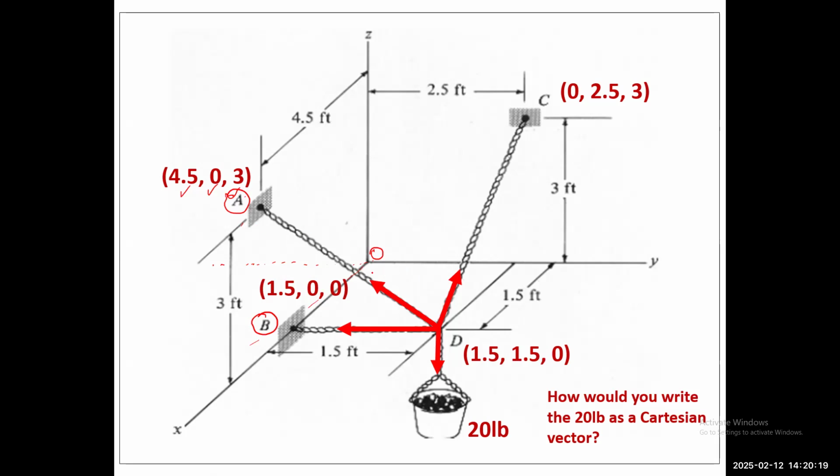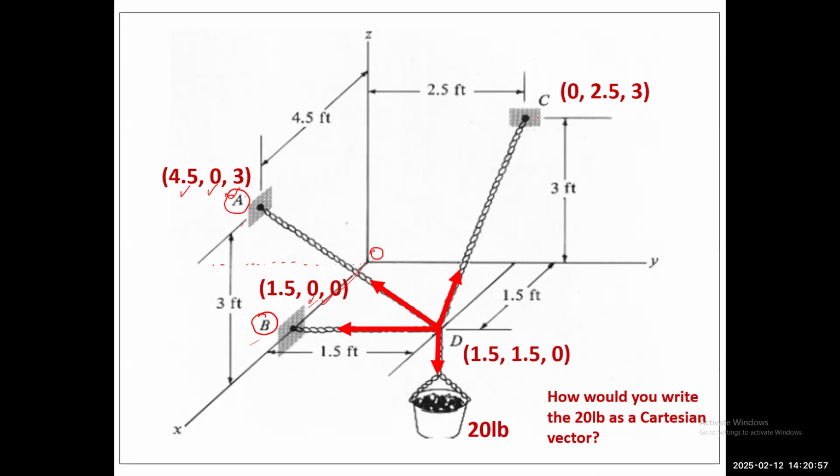What about B? For B, your x component, you travel along here and come right to this point, which corresponds to 1.5. So x is 1.5. B has no y component and no z component because it's directly on top of the x axis, so both y and z are 0.